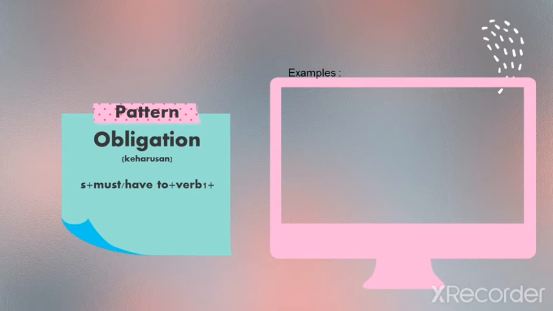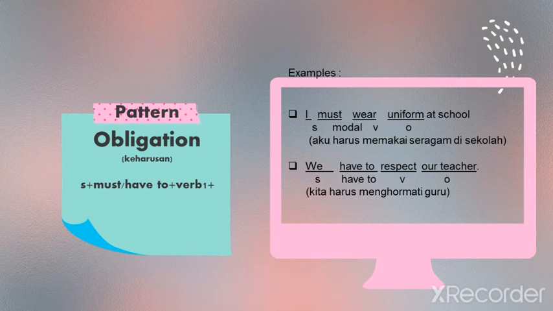Subject plus must or have to or has to plus verb 1. For examples, I must wear uniform at school. Saya harus memakai seragam di sekolah. I as a subject, must as the modal verb, wear as a verb, and uniform as an object. At school, complement.